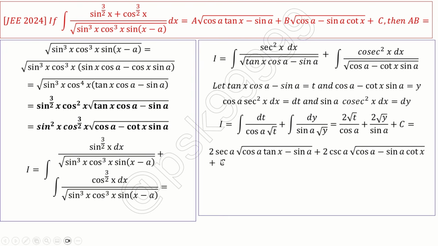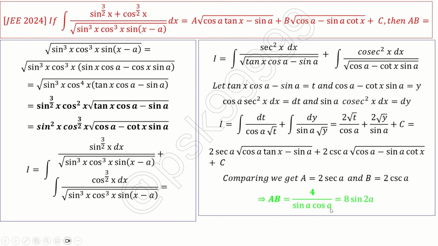Okay, and 1 by cos a I wrote as secant a, 1 by sin a I wrote as cosecant a. Now you compare this with the given expression here, which is exactly the same. A is 2 secant a, B is 2 cosecant a. Correct.